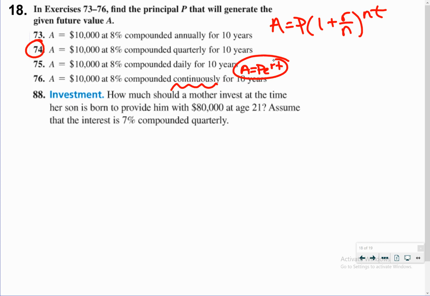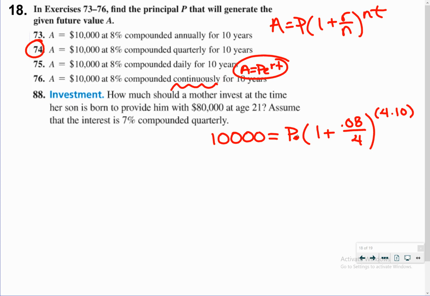All right, $10,000 is my ending amount. We're solving for the principal, how much we start with, P. 1 plus my interest rate, 0.08. If it's compounded quarterly, how many times a year is that? 4. And then my exponent is 4 times number of years, 10. Now this one looks kind of similar to the other one we did, but we're not solving for an exponent, so your life is easier here.